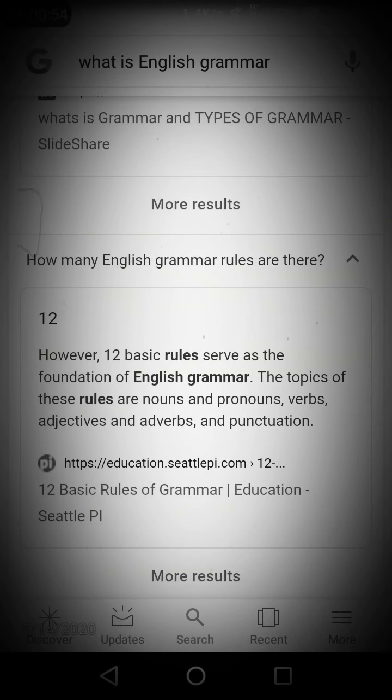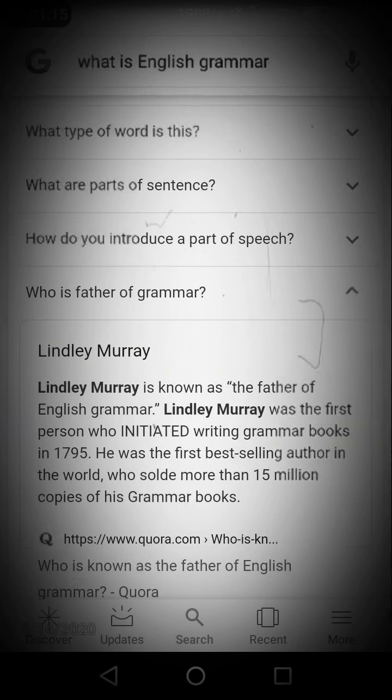Our third question is, how many English grammar rules are there? 12. However, 12 basic rules serve as the foundation of English grammar. The topics of these rules are nouns and pronouns, verbs, adjectives and adverbs, and punctuation.